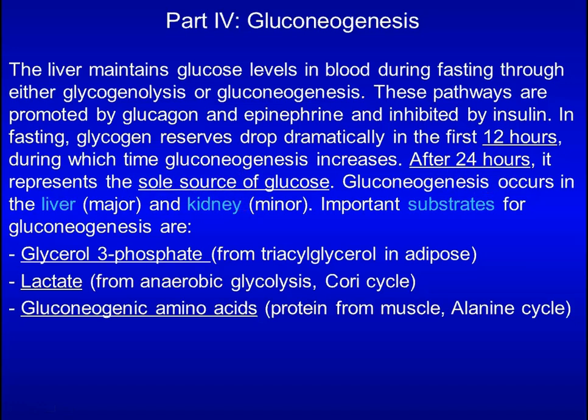Important substrates for gluconeogenesis include glycerol 3-phosphate, derived from degradation of triacylglycerol; lactate, from the Cori cycle; and glucogenic amino acids, from degradation of proteins and the alanine cycle.